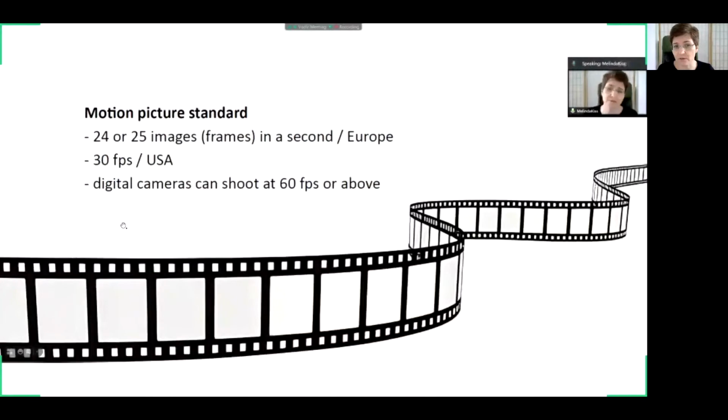But of course, with the development of the technology, today digital cameras can shoot at a very high frame rate, 60 frames per second or above. The digital cameras today are very developed, and they can record very amazing details from movements and create motion pictures from them.